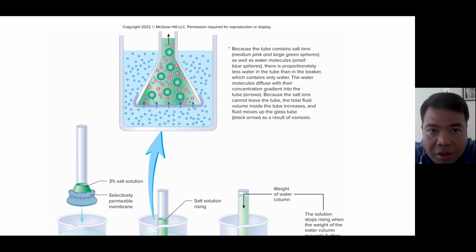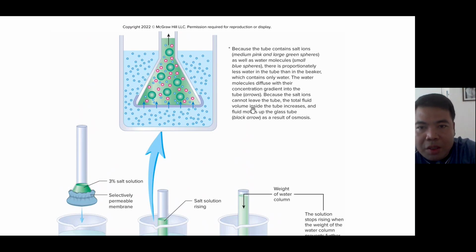As a result, the level of the solution, if this is the initial level of the solution, during osmosis, upon submersion of the tube, the level of water inside the tube rises, signifying that more water is going inside that tube. Okay?